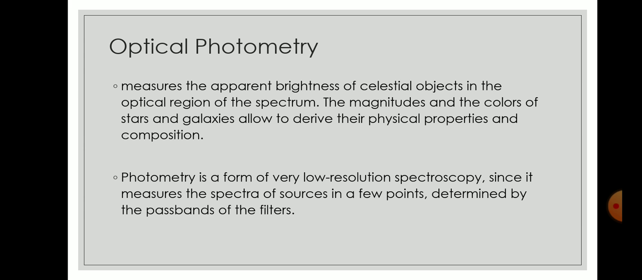Optical photometry measures the apparent brightness of celestial objects in the optical region of the spectrum. The magnitudes and the colors of the stars and galaxies allow us to derive their physical properties and composition. Photometry is a form of very low resolution spectroscopy, since it measures the spectra of sources in a few points, determined by the passband of the filters.